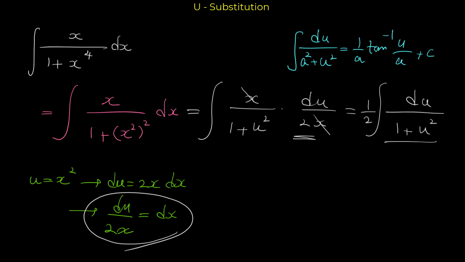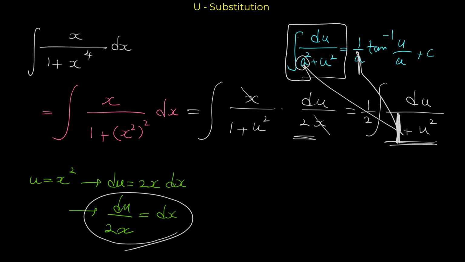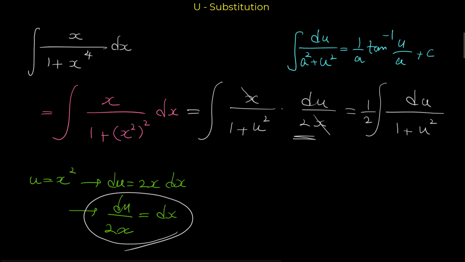Now look at this. We can use this formula, and a in this case is 1, so 1 over 1. So the answer of this integral is, don't forget the 1/2 that is outside, 1/2 times 1 over 1. We don't need to really write 1 over 1. Tangent inverse of u over 1, so u over 1, which is u, plus c.